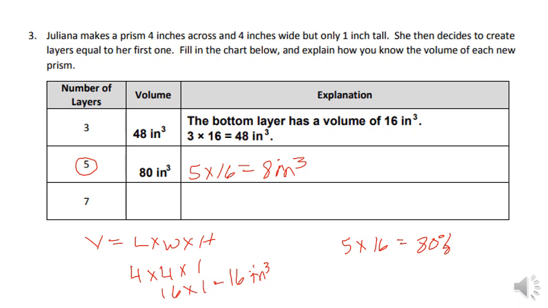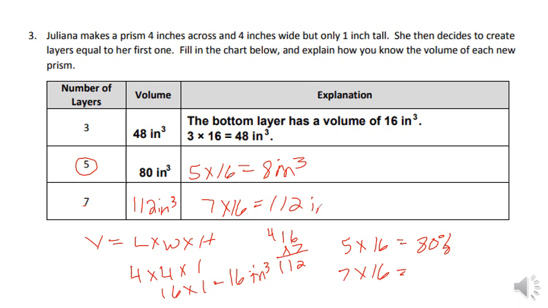The last one, you're saying 7. Well, we know that 7 times, because the first layer is 16. Well, 16 times 7, 7 times 6 is 42, 7 times 1 is 7, and 4 is 11. So it's going to be 112 inches cubed. And that's going to be 7 times 16 equals 112 inches cubed. Okay. And I missed my 0 on that one.